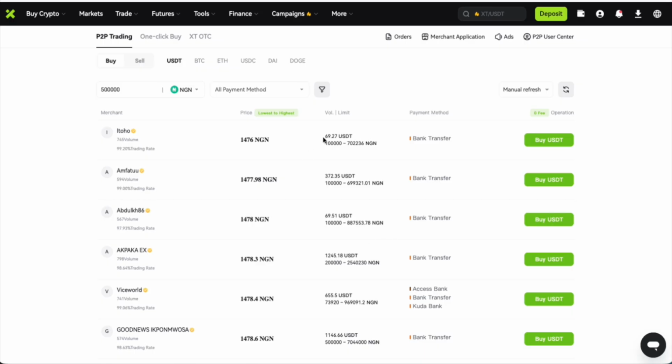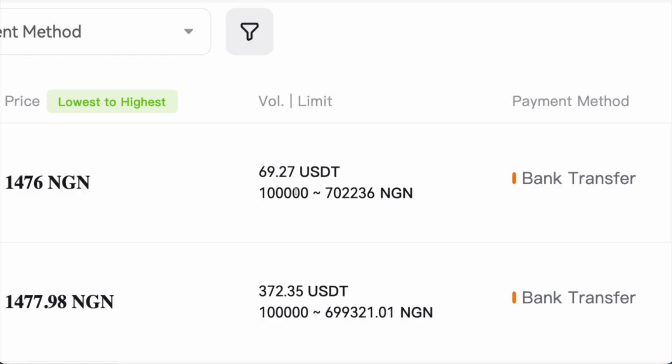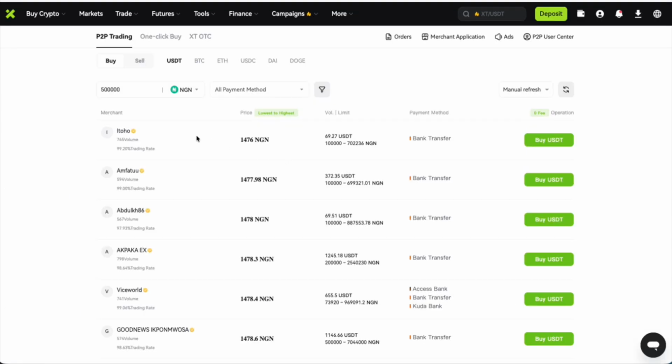While it tells you that the balance for this person is about 69, you can equally check the equivalent in Naira, right? Let me zoom that so that you see. This person is selling from about 100,000 to 700,000. So if you are buying within that range, you can buy from this person as well. That's how you take care of the issue of wanting to buy and the person not having enough.